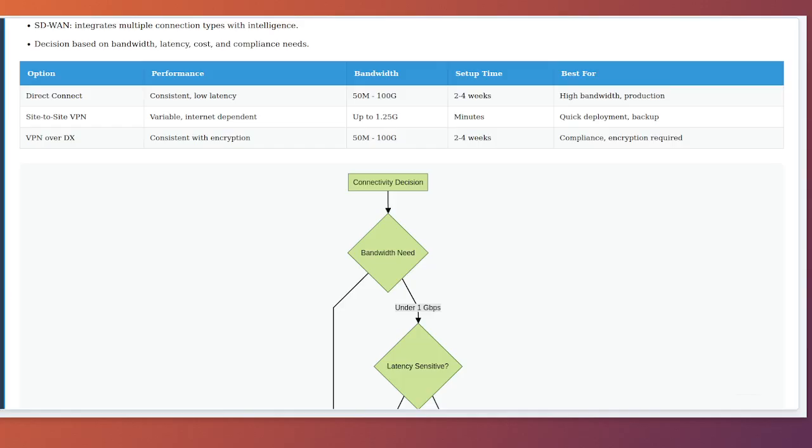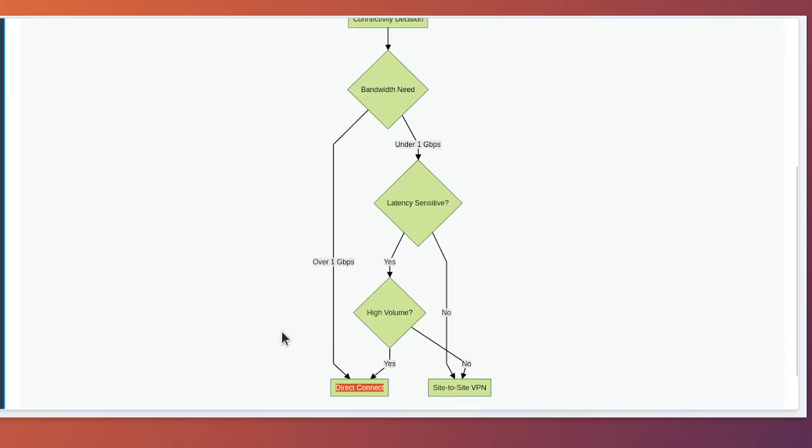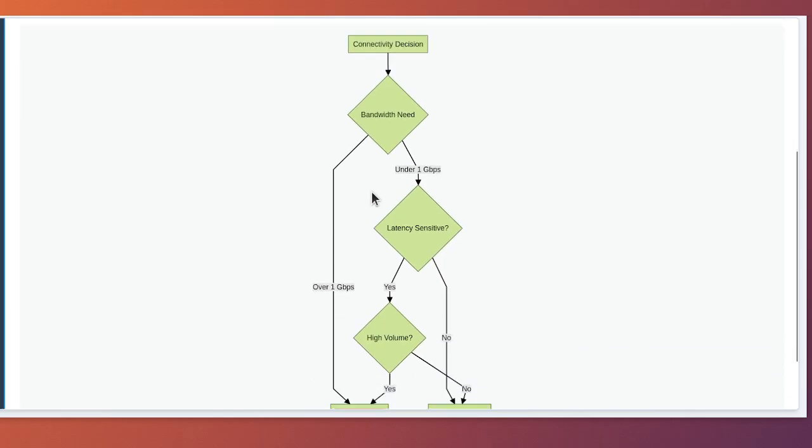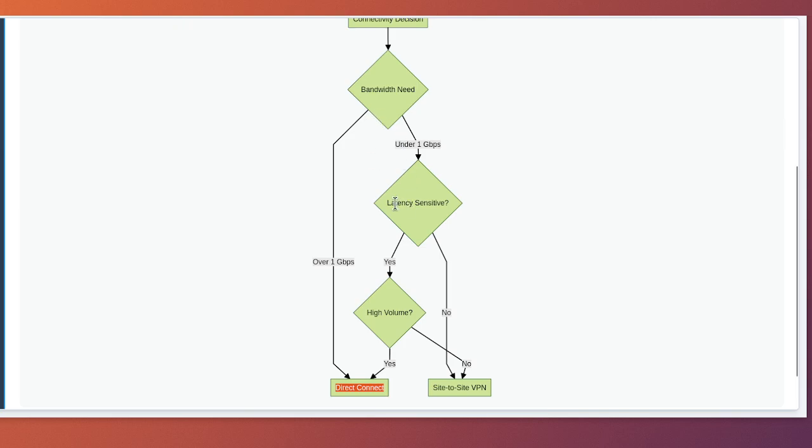The decision criteria shown in the diagram help guide your choice. Start by evaluating bandwidth requirements. If you need more than 1 gigabit consistently, Direct Connect is likely necessary. Next, consider latency sensitivity. Real-time applications benefit greatly from Direct Connect's consistent low latency.